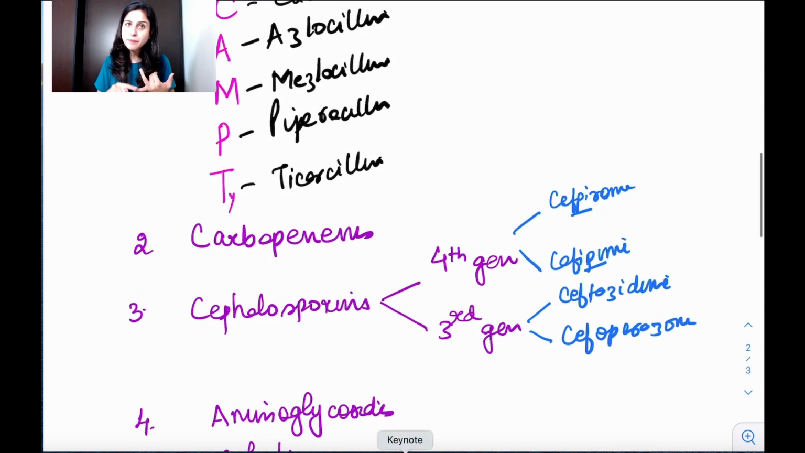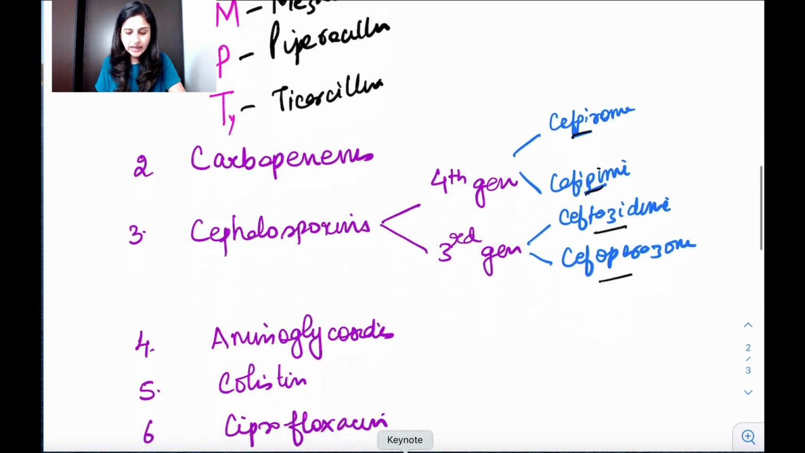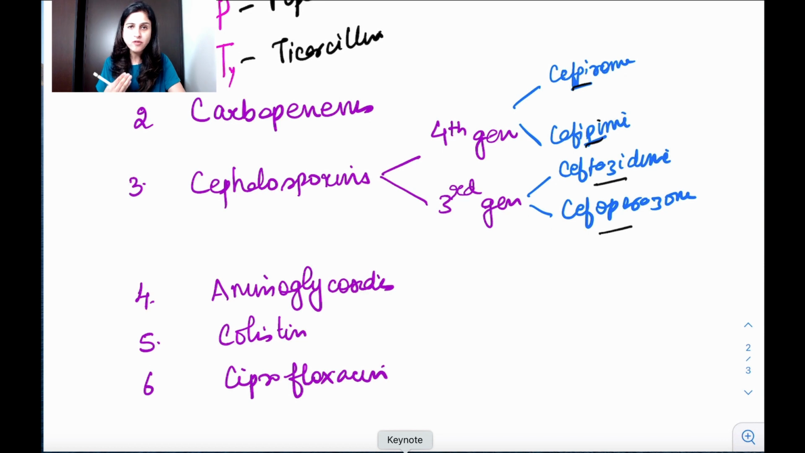Then you have your carbapenems. We have cephalosporins, only the fourth and the third generation. Fourth mein to dono hain jinmein pi aata hai. You know that they are the fourth generation cephalosporins, so cefpirome and cefepime. Aur third generation mein sirf do hain. Anti-pseudomonal, ceftazidime and cefoperazone. These are the two third generation ones. Then even aminoglycosides, colistin, ciprofloxacin, they work against the Pseudomonas infection.